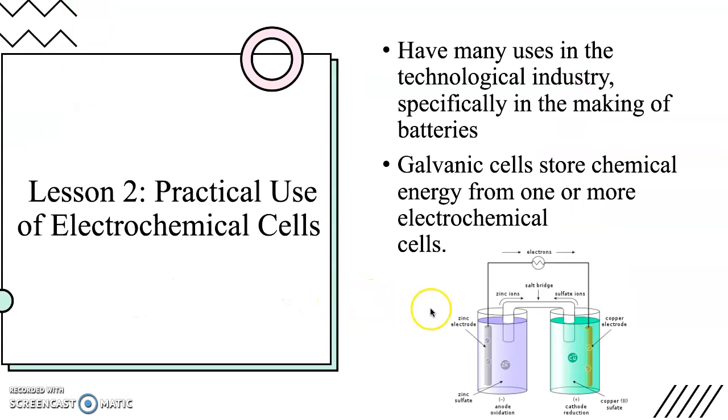Alright, moving on to practical use of electrochemical cells. Electrochemical cells have many uses in the technological industry, especially in the making of electrical batteries. An electrical battery is a device made of one or more electrochemical cells, also known as galvanic cells or a series of cells, that stores chemical energy and converts it into electrical energy when needed.